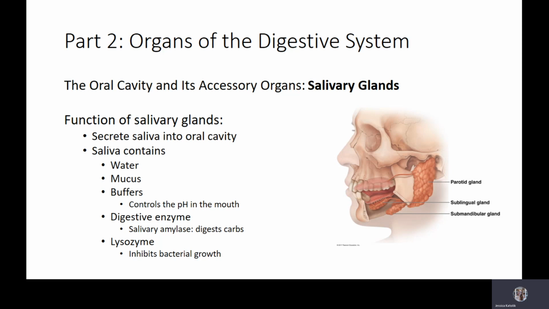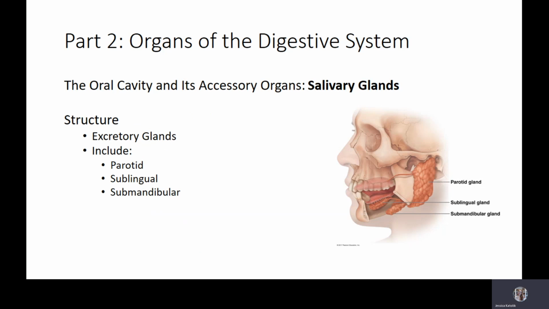It's going to have digestive enzymes such as salivary amylase. This is going to be an enzyme that the salivary glands are going to produce, and this is going to help us digest carbohydrates. And lastly, we're going to have a lysozyme. This is a protein that acts as an antibiotic, and it will limit the amount of bacterial growth in the mouth. So it'll help with immunity and will balance the amount of bacteria that is located in the mouth. So those are our salivary glands.